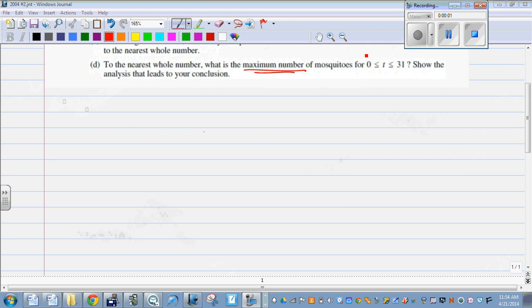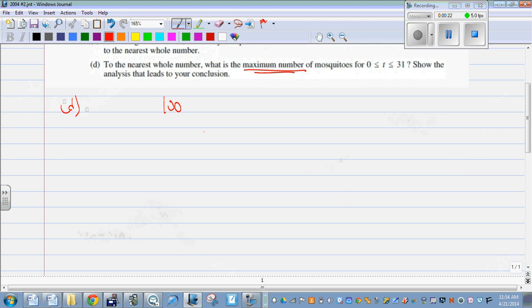Alright, part D. To the nearest whole number, we're trying to find the maximum number of mosquitoes on the island from day 0 to day 31. So show the analysis that leads to your conclusion. We have to back it up with a little bit of work. In part C, we figured out a formula to find out how many mosquitoes are on the island.